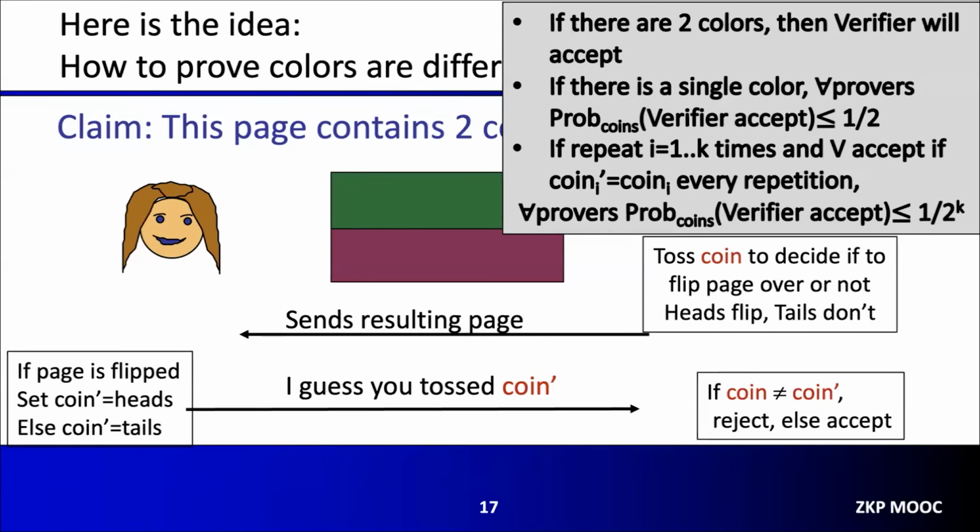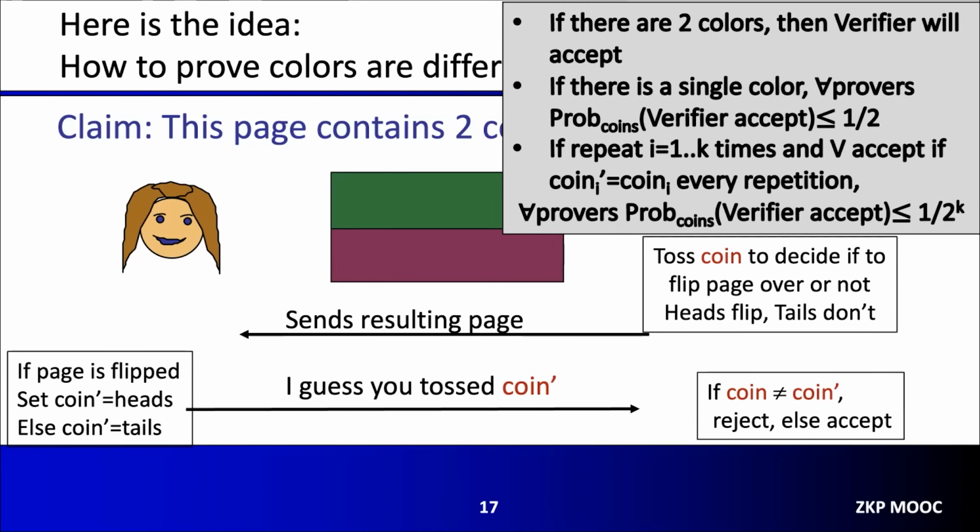Clearly, if there are two colors and the prover follows this procedure, then the verifier will always accept, because the coin prime will always equal the coin. If there's a single color, the prover cannot tell whether he flipped or not. He could still try to guess, so he's a cheating prover, whether the coin landed on heads or tails. And he has a 50-50 chance of guessing correctly. So the probability that he sends the correct coin is a half at most. And the probability the verifier accepts incorrectly, because the prover was lucky but there's a single color on this page, is 1/2. So if there are two colors, he will always accept. If there's a single color, the probability he accepts is at most 1/2.